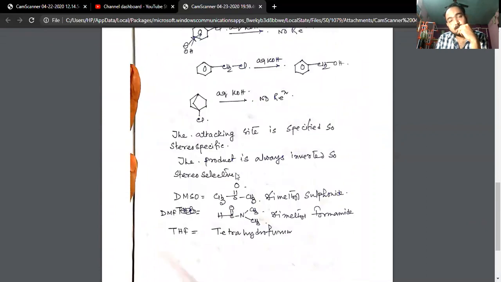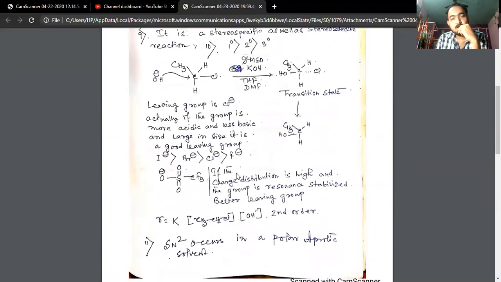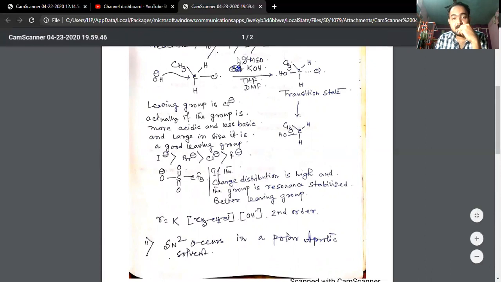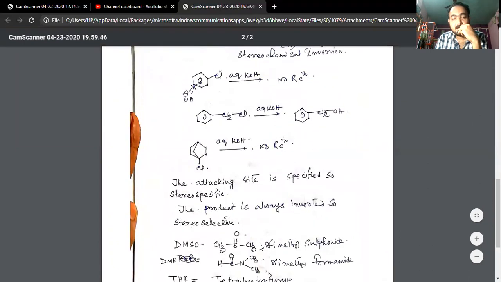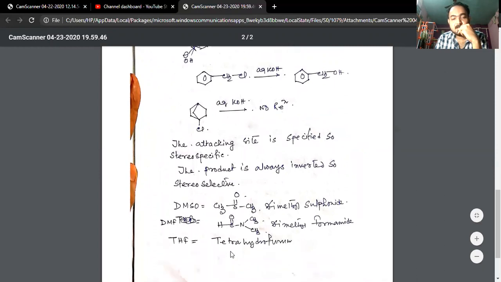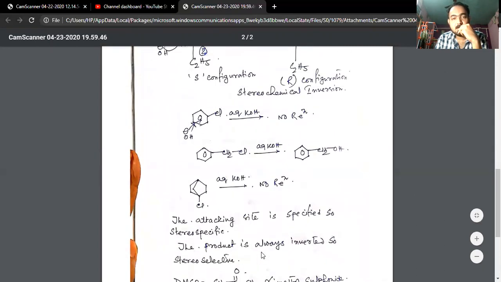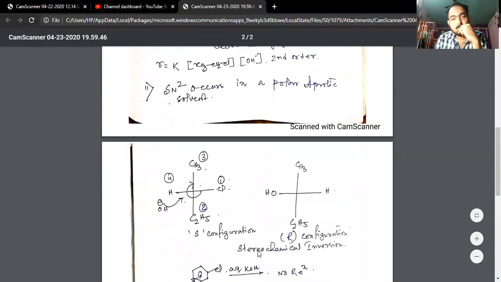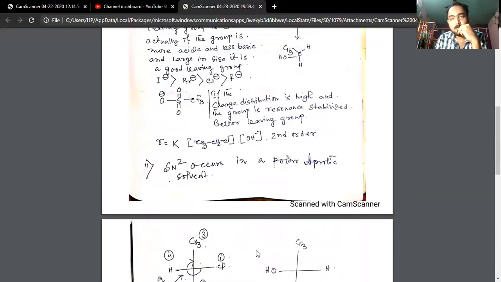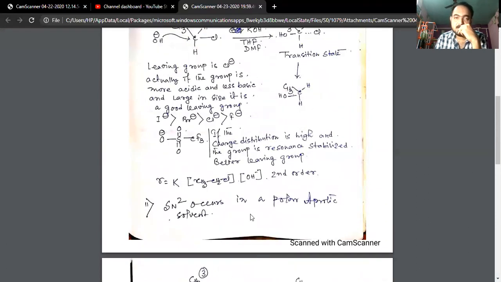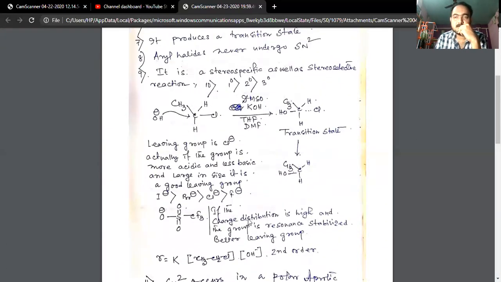The problem occurs in the case of secondary, as I have told. If it is secondary, then there will be confusion whether it is SN2 or SN1. But whenever you see DMSO, THF or DMF: DMSO means dimethyl sulfoxide, DMF means dimethyl formamide, THF means tetrahydrofuran. Whenever you see these three solvents in the presence of KOH, NaOH, Ba(OH)2, etc., you can be confirmed that this reaction is SN2.